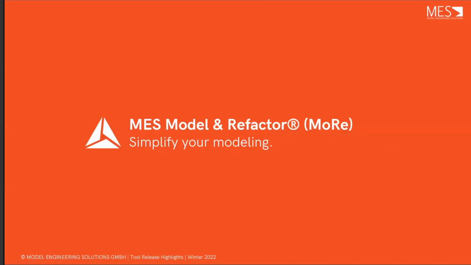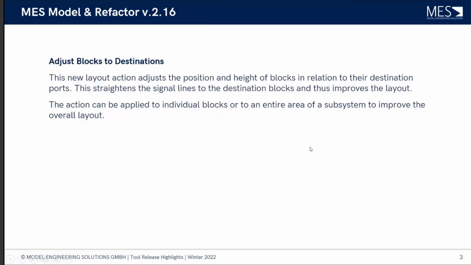Hello, Alex. Hello, Jan. So we are going to look into the latest version of MES model and refactor, which is the 2.16 for the current release. There are two new features or highlights that we would like to show you since we showed the last features of model and refactor. The first one is a completely new layout action called Adjust Blocks to Destinations, and it helps to improve the layout in your model. So Alex, maybe you could show us a little bit more on what this layout action does.